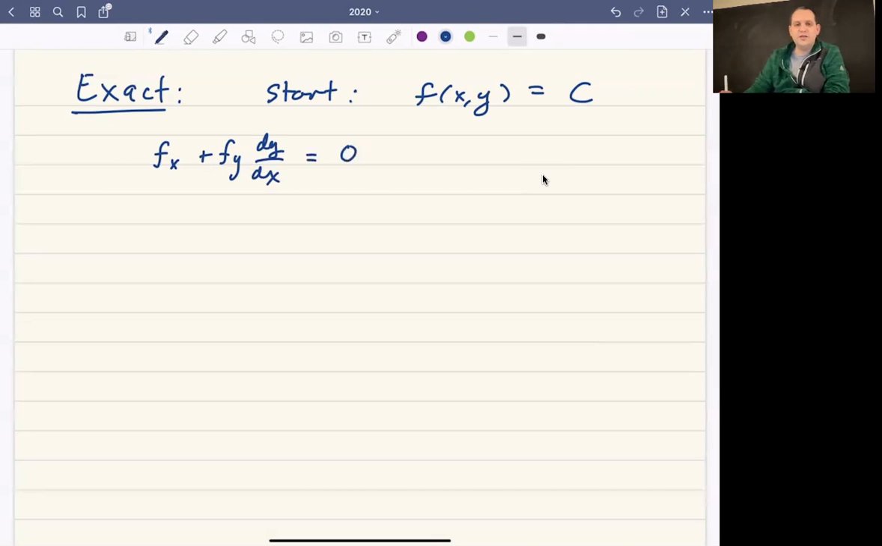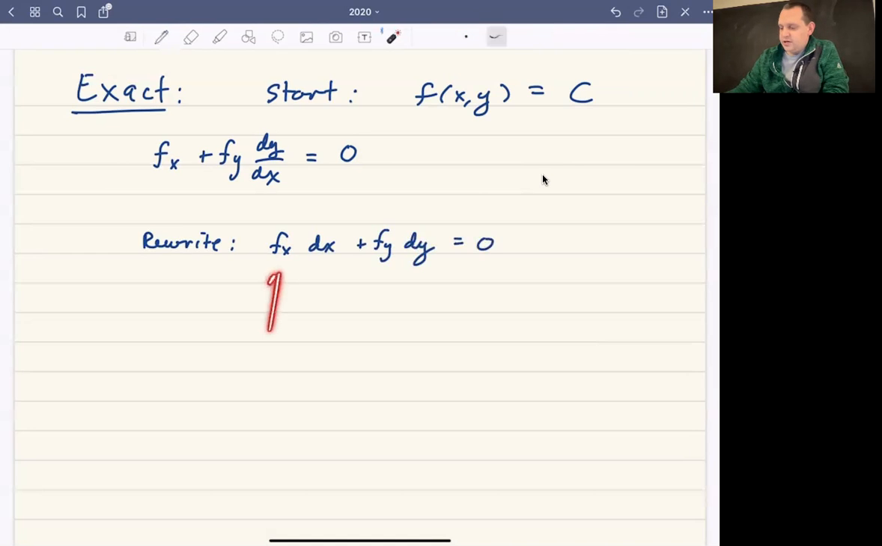One thing that's customary is, even though I keep saying dy dx is not a fraction, it behaves like a fraction. So it's customary to rewrite this equation as f sub x dx plus f sub y dy equals 0. And again, remember that this is my notation for the partial of f with respect to x, plus the partial of f with respect to y. So these are the types of equations that we're going to look at now.